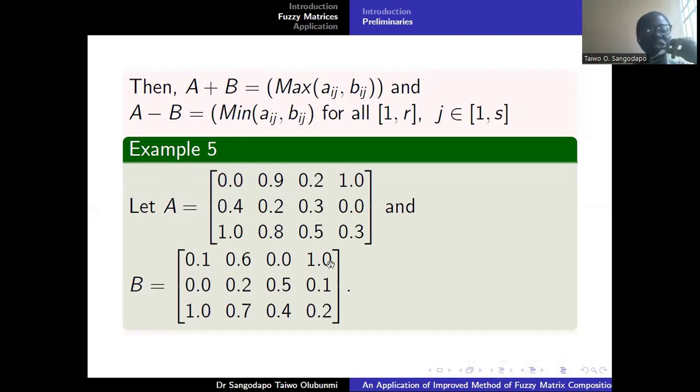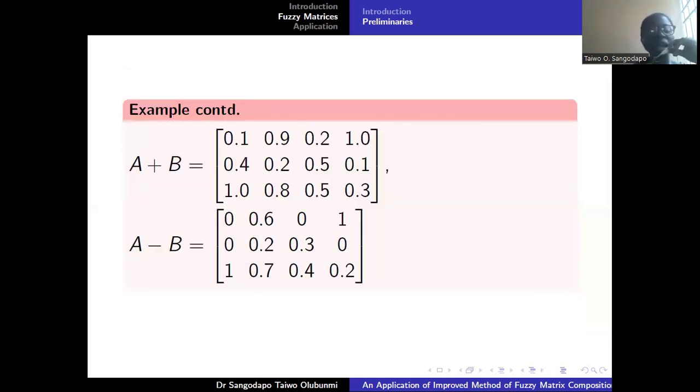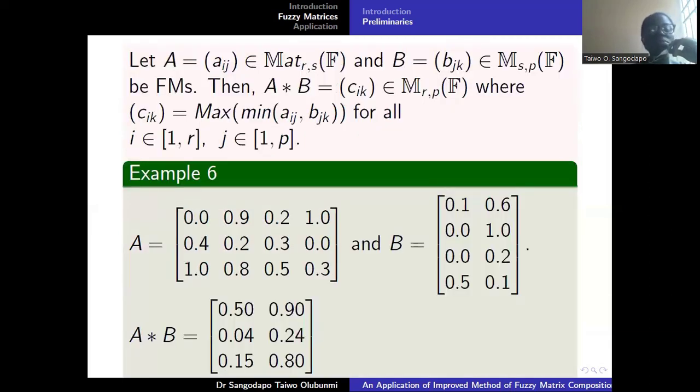Here we have two matrices, A and B. We can add, and we can subtract. For the addition, we take the maximum value for each entry. For the subtraction, we take the minimum value for each entry. The first entry for A is 0. The first entry for B is 0.1. Then we take the maximum for the addition, that will be 0.1. For A minus B, we take the minimum value, which will be 0. So we have the addition and also the subtraction.